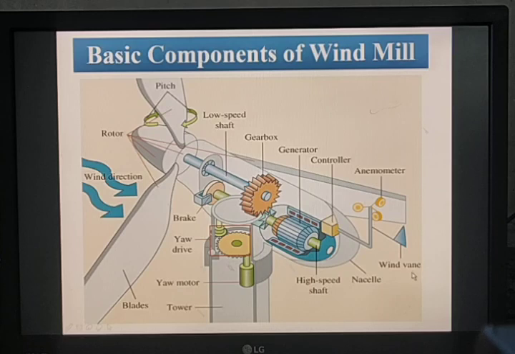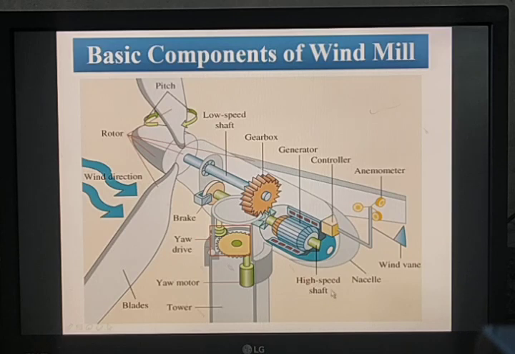Based on the wind vane, the wind speed direction will be measured. It will sense the yaw drive. Based upon the yaw drive, the yaw motor is operated. Whichever direction the wind is coming from, based on that direction the wind blades are rotating. Nacelle is the end cover for the machinery that translates wind power into electric power.